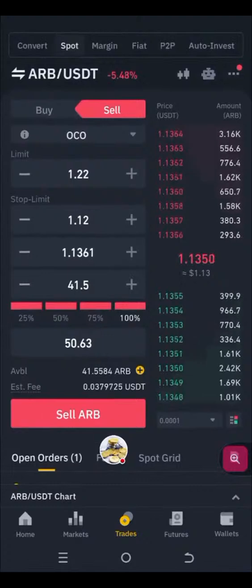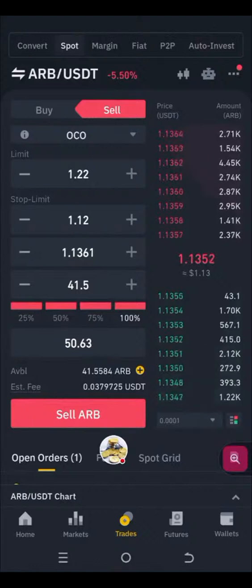If for any reason my price doesn't get to 1.22 and it goes low to 1.12, it's going to trigger, and I will definitely lose that money, because I'm not going to get the amount I set. It will cancel it at my stop loss. It's not going to go up to OCO again. It's just going to cancel the trade and I lose that money.